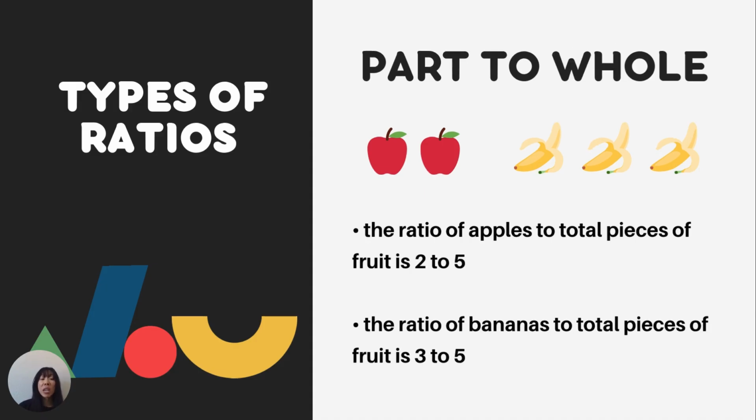The second type of ratio we have is a part to whole ratio. So if we look at the 2 apples and 3 bananas, altogether we have 5 total pieces of fruit. So if we're comparing part to whole, we could say the ratio of apples to total pieces of fruit is 2 to 5. If we're comparing bananas to total pieces of fruit, then we will state that as it's a 3 to 5 ratio.